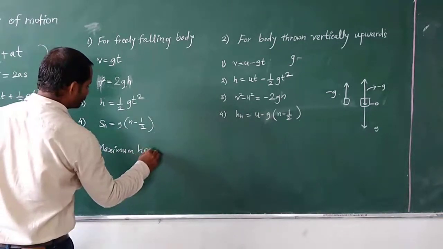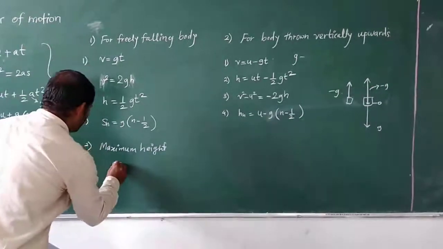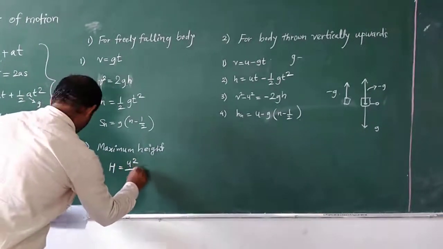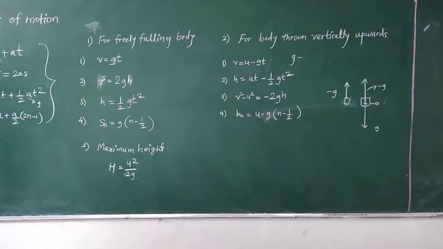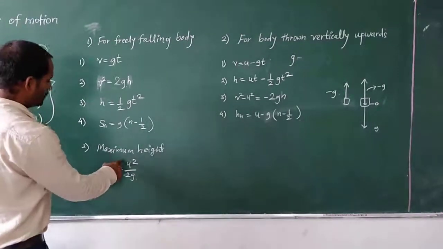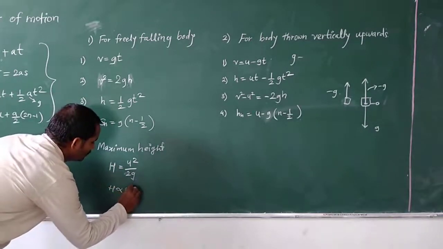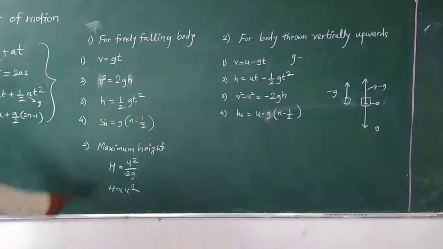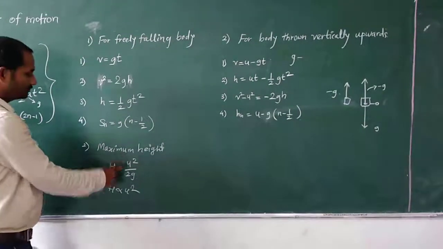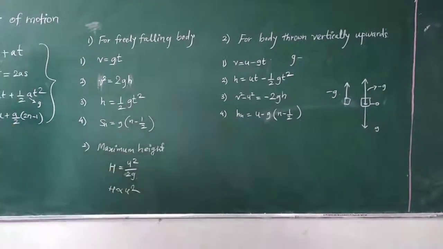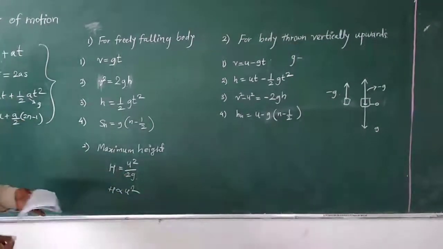Maximum height. So H is equal to U square upon 2G. So here, maximum height is directly proportional to what? H is directly proportional to U square. Means H is directly proportional to initial velocity. By this equation we can calculate height as well as initial velocity as well as G.